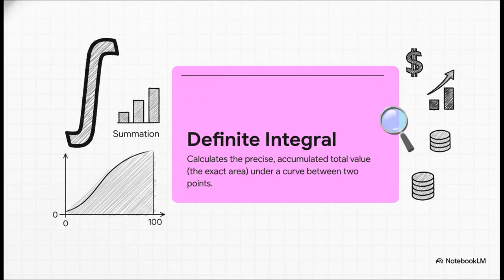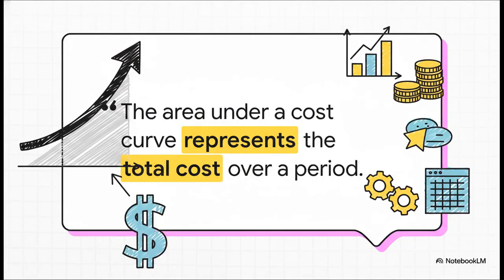And its entire job, its whole purpose in life, is to find that accumulated value under a curve between 2 points, like from making unit 0 all the way up to unit 100. It's the ultimate tool for adding things up, giving us the exact area and so the exact total cost we're looking for. And this isn't just some abstract theory we're talking about in class.